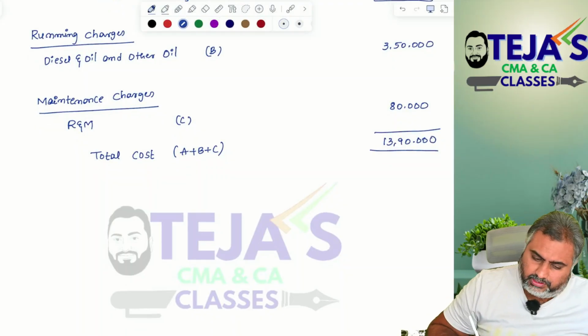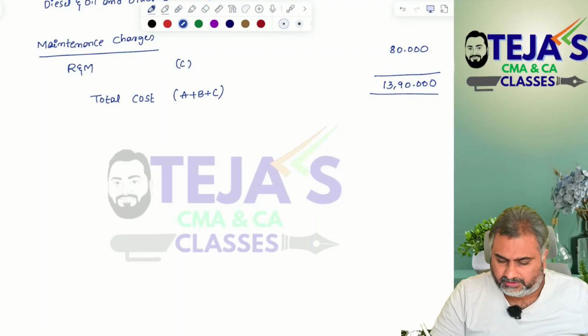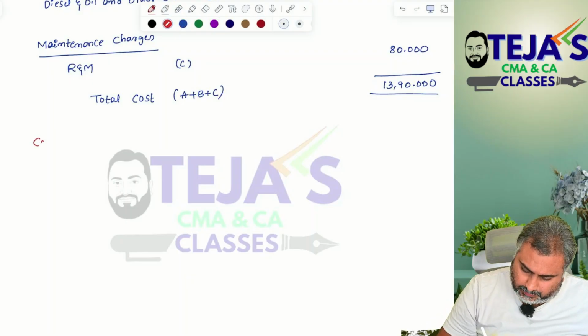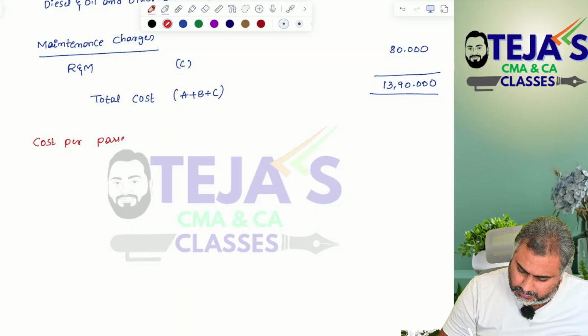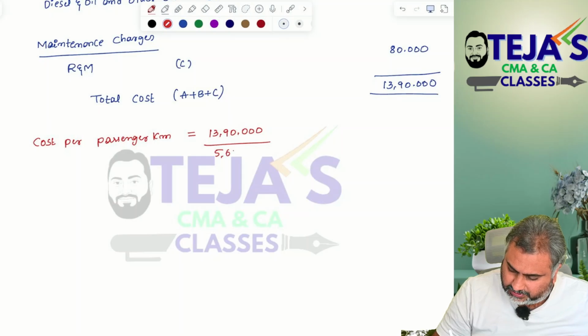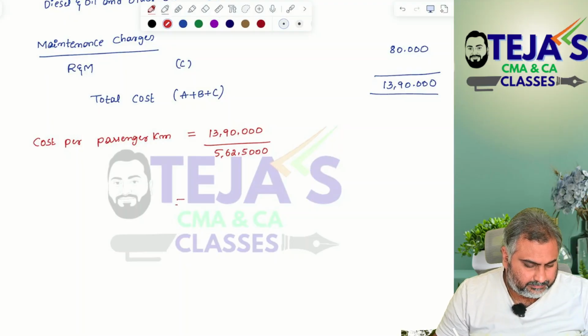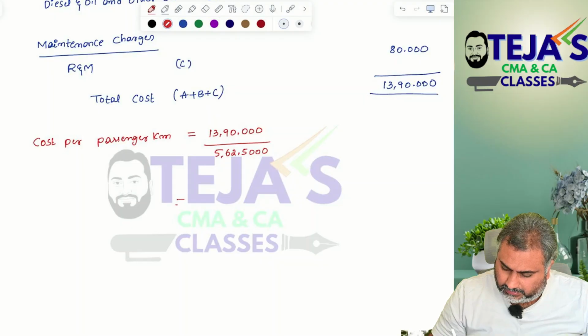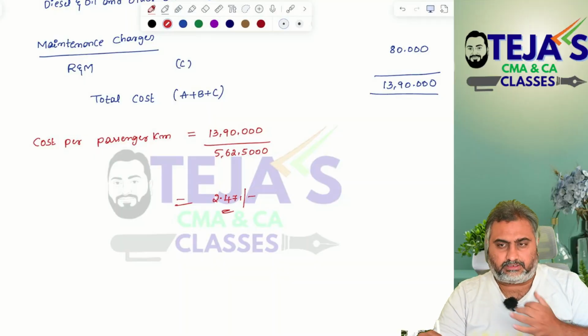13,90,000. Now what they are asking is the cost per passenger kilometer. So cost per passenger kilometer is equal to total operating cost 13,90,000 divided by total passenger kilometers 5,62,500, which is equal to 2.471. That will be our answer.